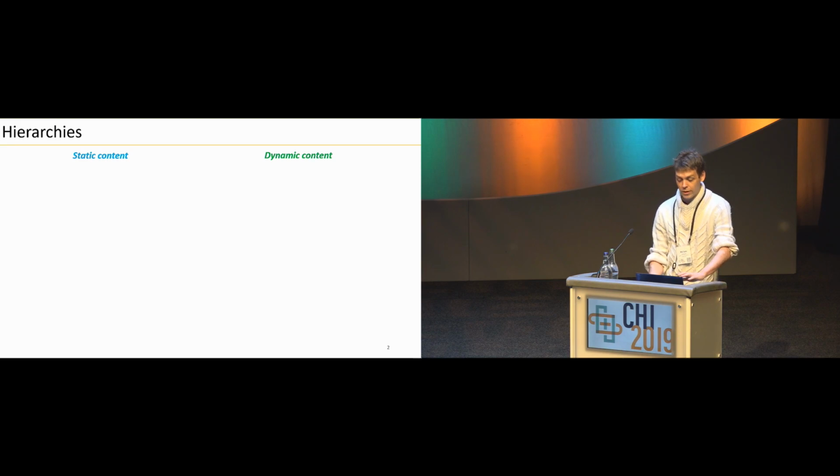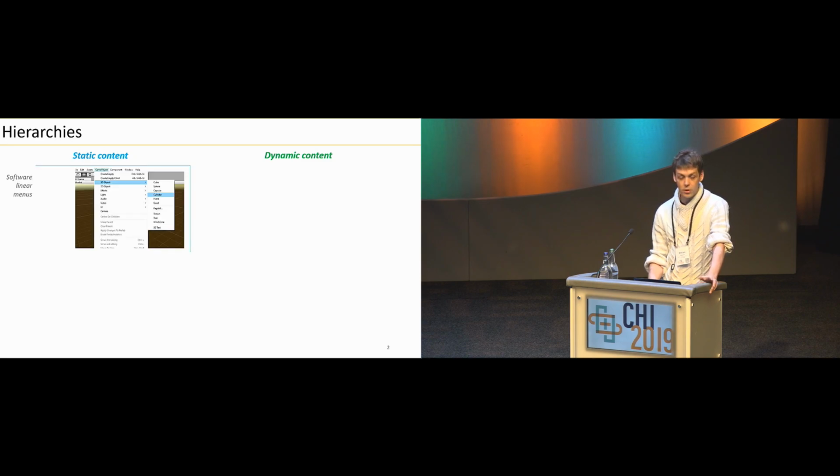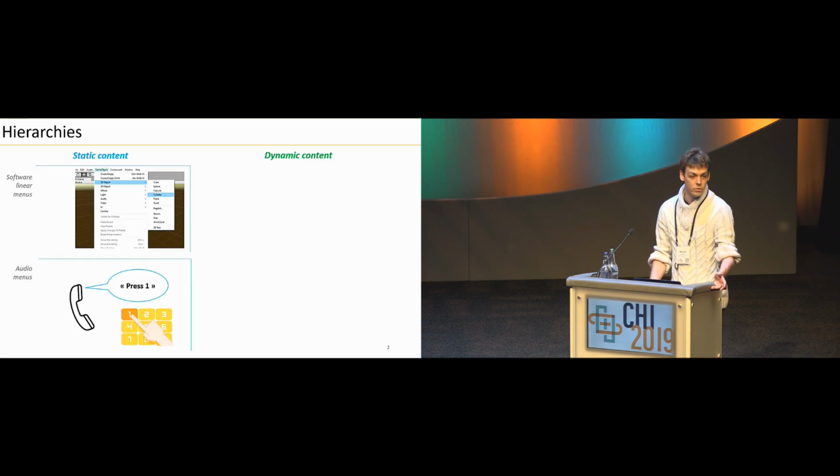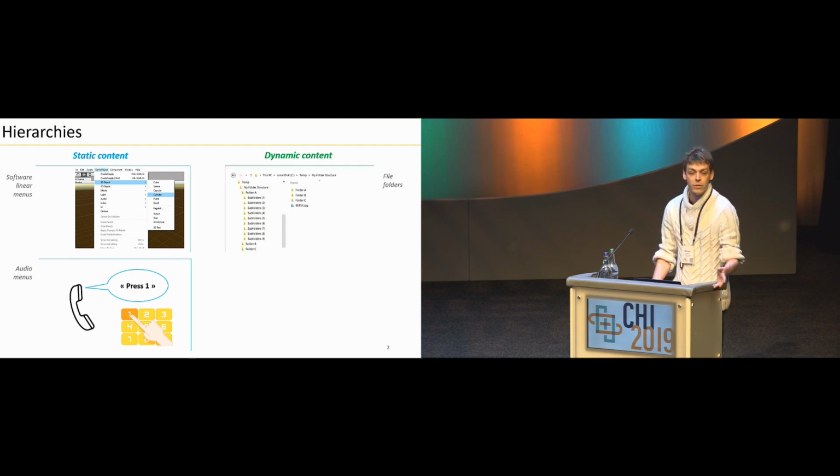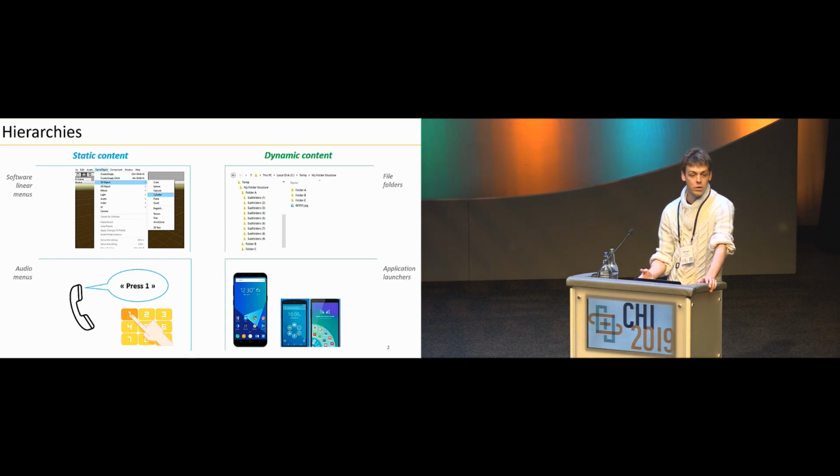So first, what are hierarchies? They are everywhere in our lives. They can have a static content, like software menus, or an audio menu, like press 1 to access this service, for instance. Or they can have a dynamic content, like your own file folders or application launchers on your smartphone.